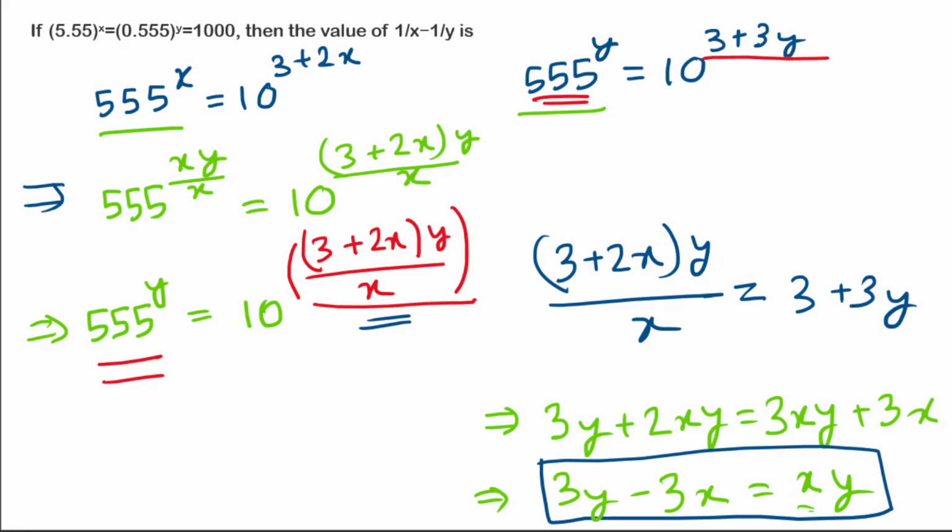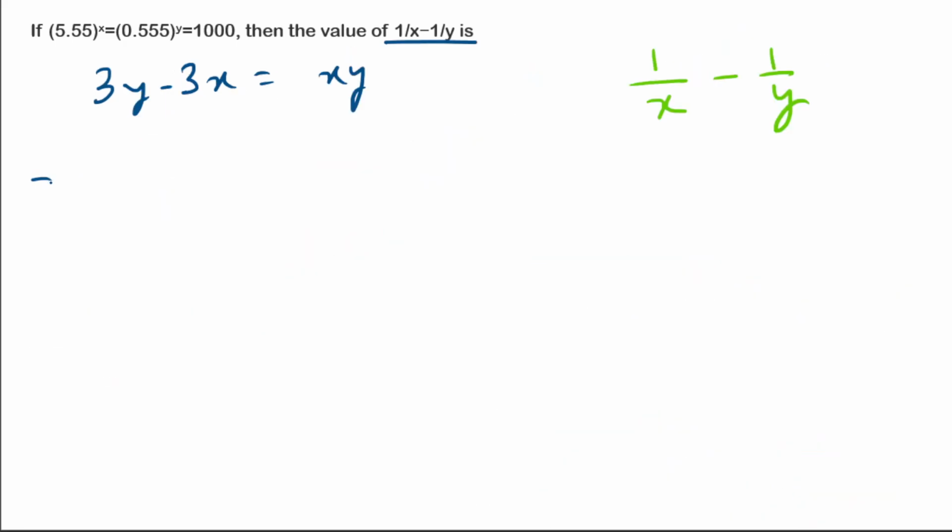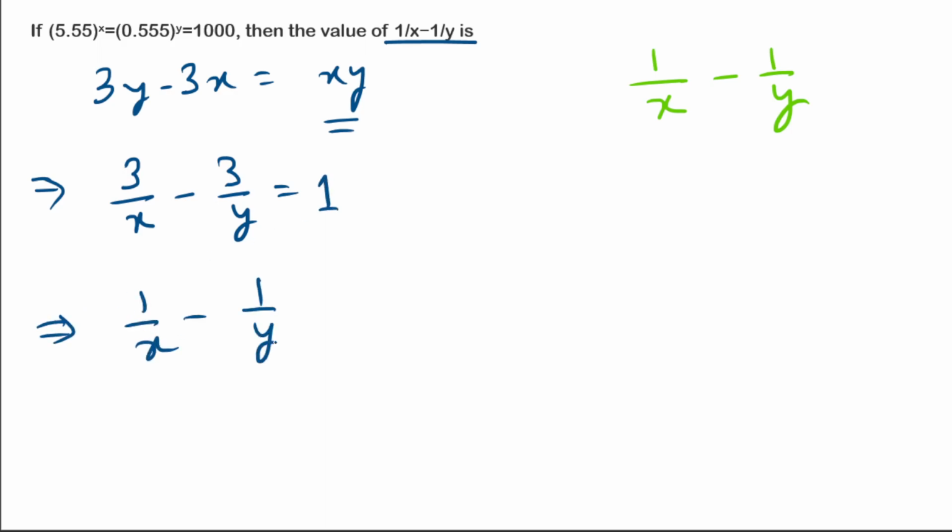What is the final thing that we have to find out? This is 1 by x minus 1 by y, right? Now that you have it, you just have to divide by xy, you take this xy this side, right? So it is 3 by x minus 3 by y equals 1. So then 1 by x minus 1 by y equals 1 by 3. So this is the answer that you are trying to find out. 1 by 3 is the answer.